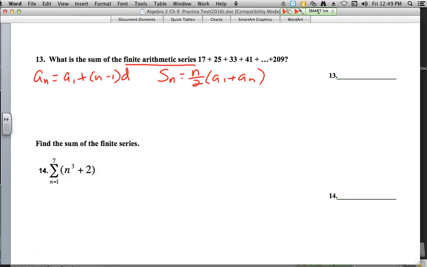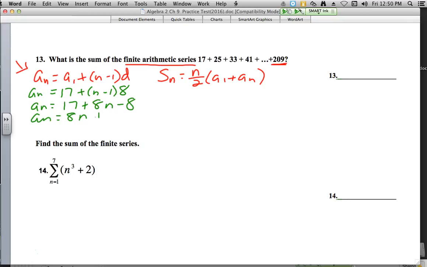Now, I start thinking, what do I need? And immediately I realize, I don't know what term 209 is. Well, that's why I need this rule. I have to use the rule to figure out which term that 209 is. So I start by putting in the first term and figuring out what they're adding every time, and I notice they're adding 8. So my rule will be 17 plus 8n minus 8, which is 8n plus 9.